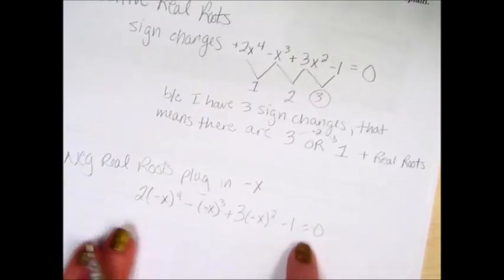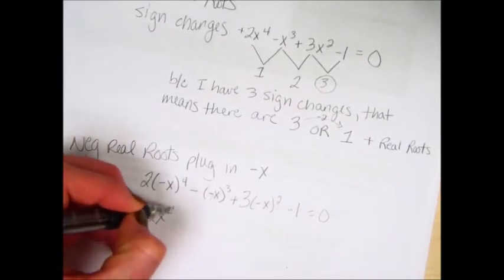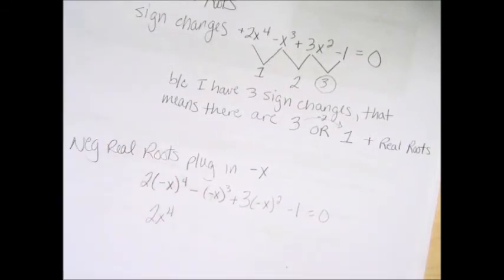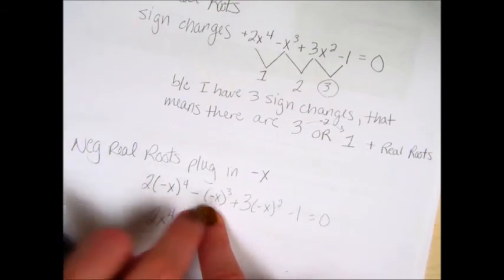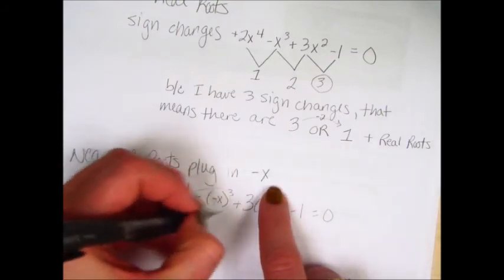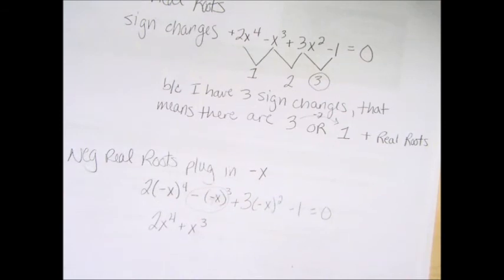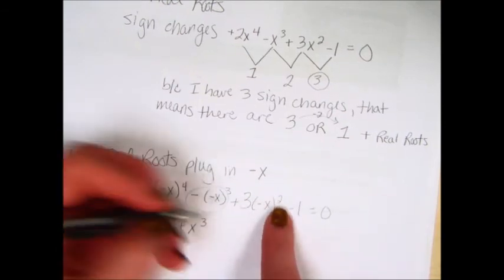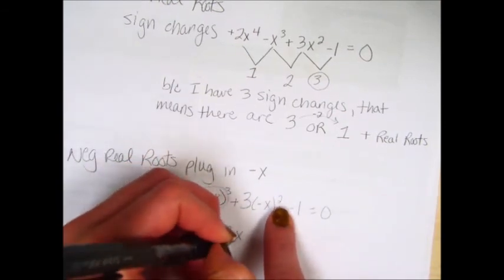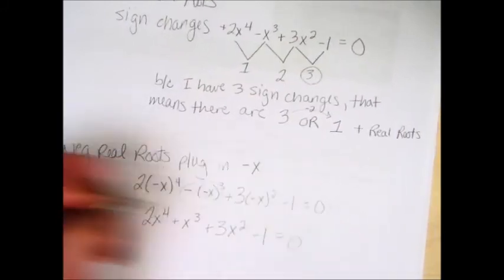So let's talk about this. A negative 4 times will end up staying as a positive. Now a negative, look at what I'm pointing at. A negative 3 times will be a negative. That's going to change this to a plus x cubed. A negative square keeps what it was, so it keeps a positive 3. And then the minus 1 chills out in the back.